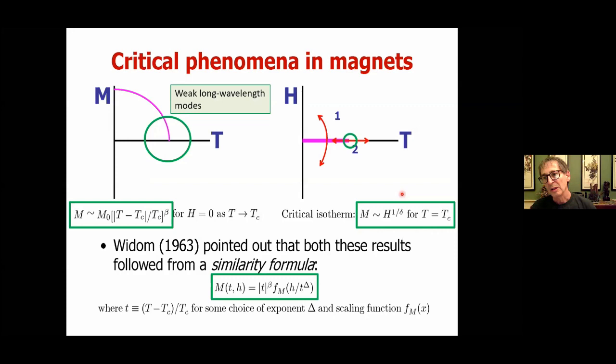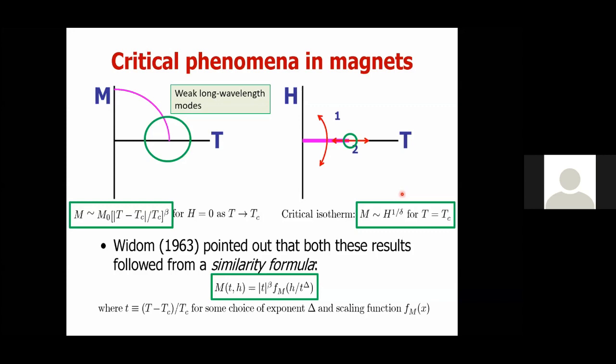What I want to talk about now is what we can understand about turbulence from these data. So I want to go back and remind you about a particular kind of scaling that we see in critical phenomena.